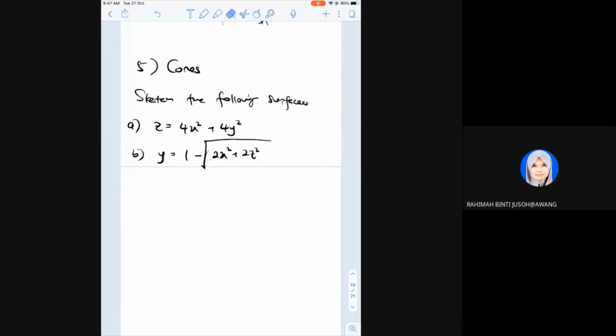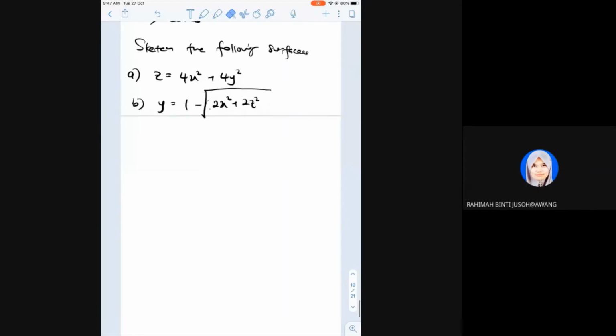Like this. Okay, so solution. Question A, right guys? Oh sorry, this is squared. So what is left is Z squared equals to 4X squared plus 4Y squared. If there is no square, what does it become? Guys, in case I remove the square, what does it become?